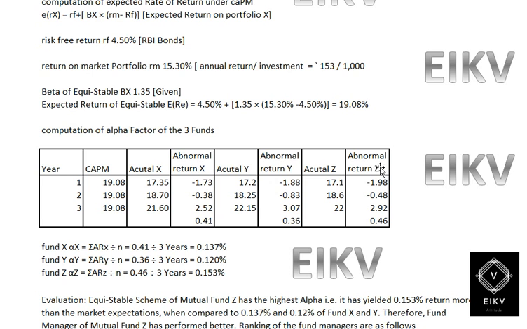And when we check mutual fund Z, it would be 17.1, 18.6, and 22 as return. When we deduct actual minus CAPM, it would be 17.1 minus 19.08, which comes as negative 1.98, and 18.6 minus 19.08 will give you negative 0.48, and 22 minus 19.08 will give you 2.92, for a total positive balance of 0.46.